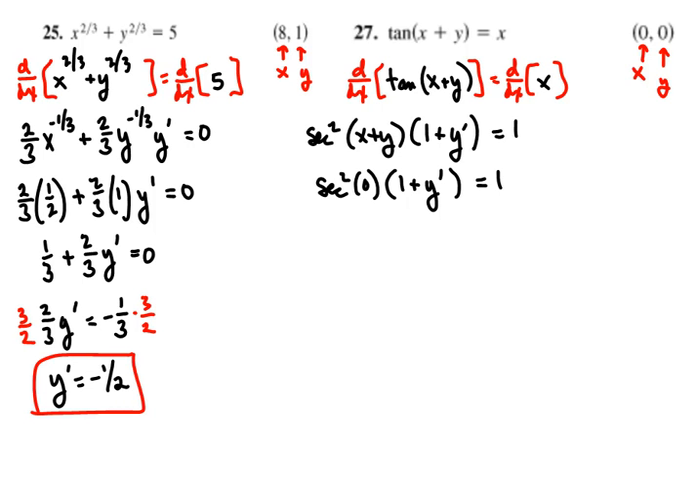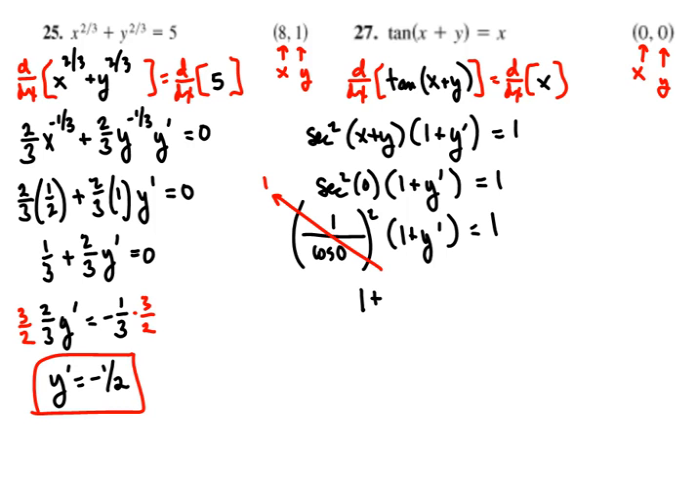Now remember that secant is 1 over cosine. So another way of looking at secant squared of 0 is 1 over cosine of 0, quantity squared. Cosine of 0 is just 1, and so 1 squared is 1. And so that term basically goes away. We're going to end up with 1 plus y prime equals 1. Subtract 1 from both sides and we get y prime equals 0. Remember that y prime equals 0 means that you have a horizontal tangent line.